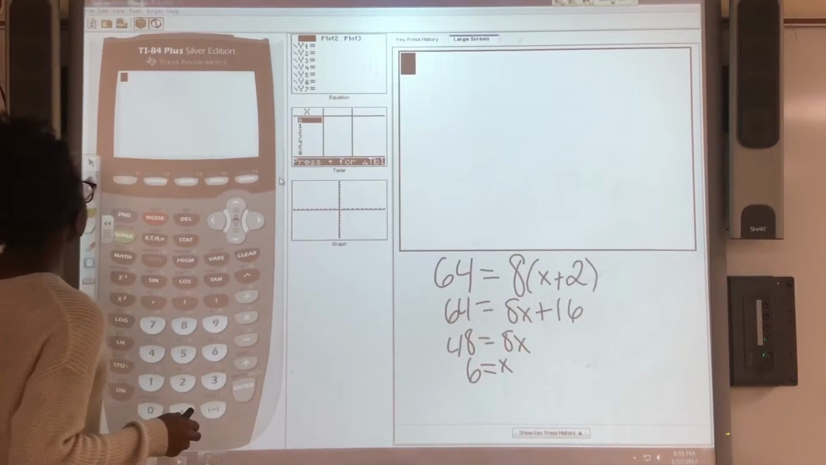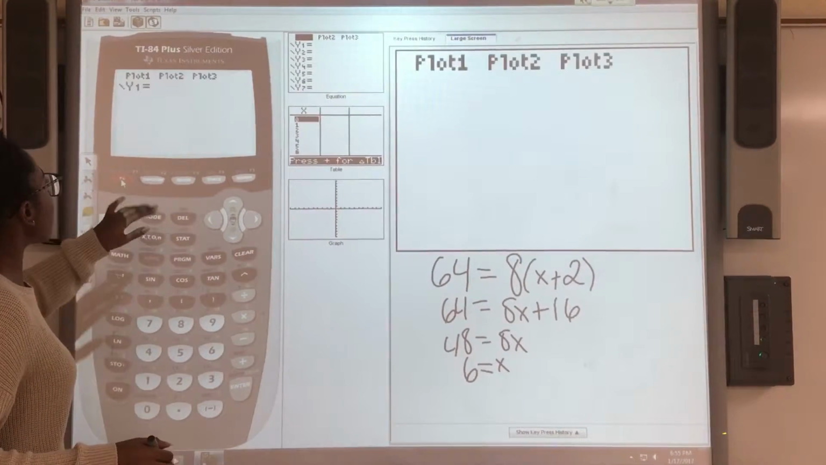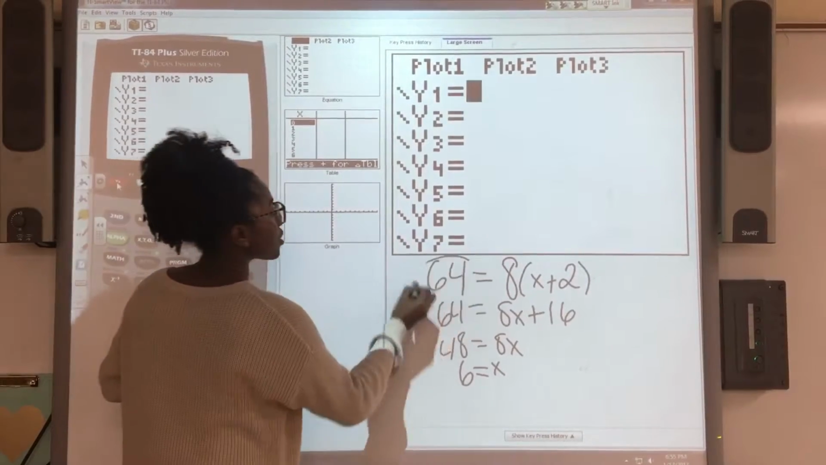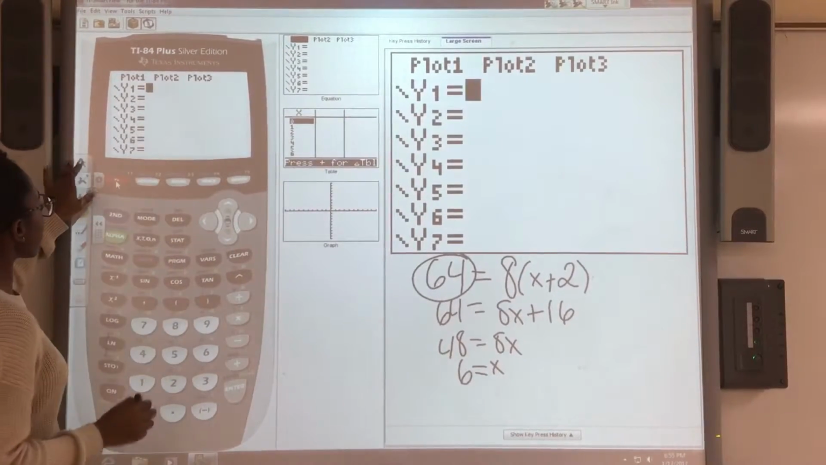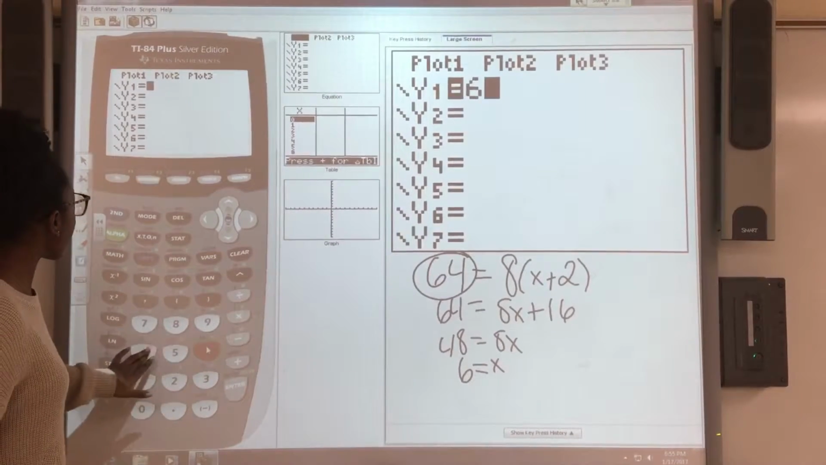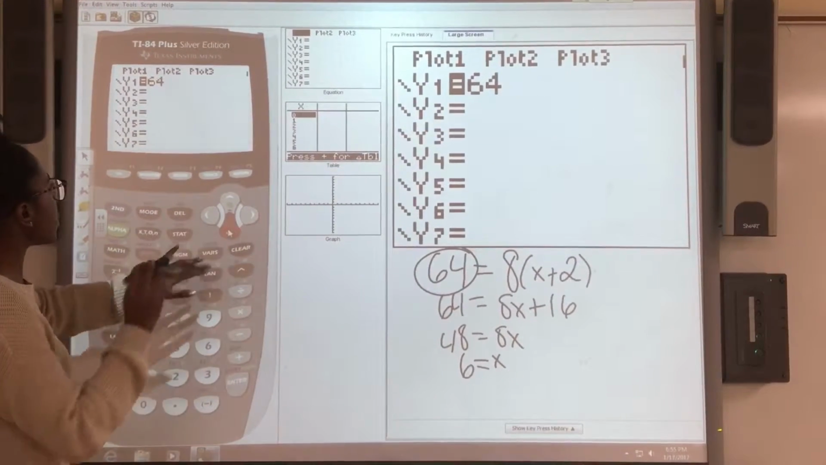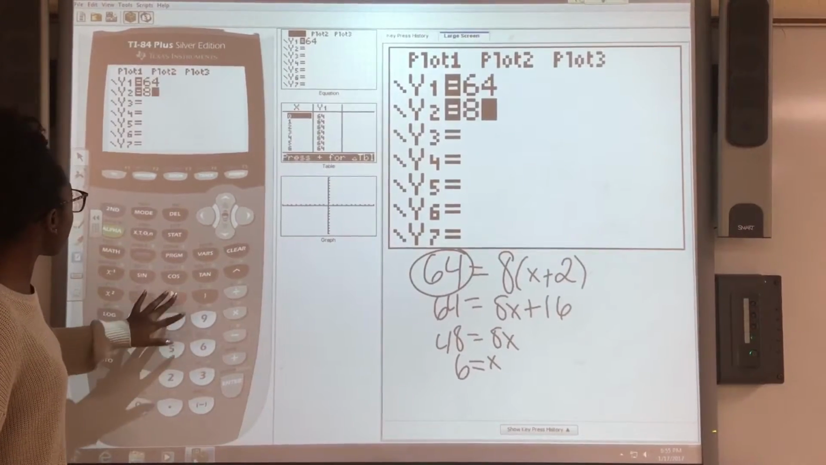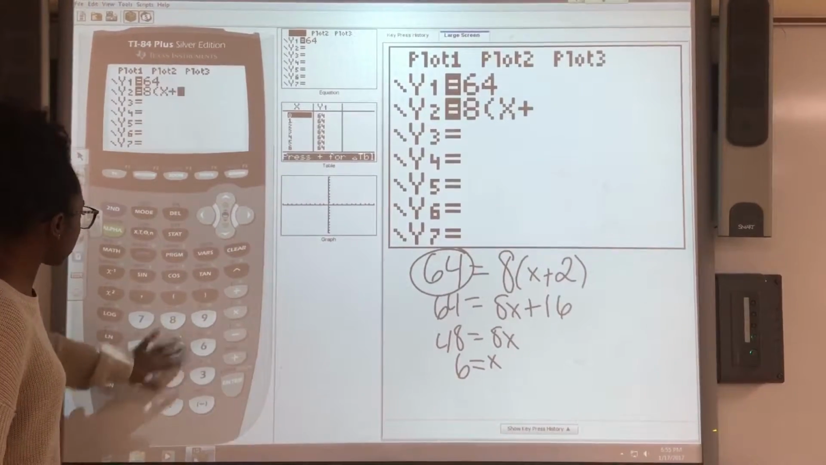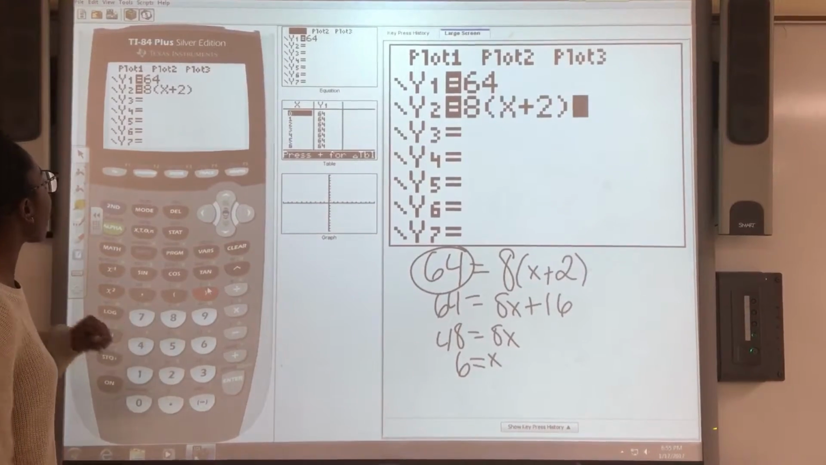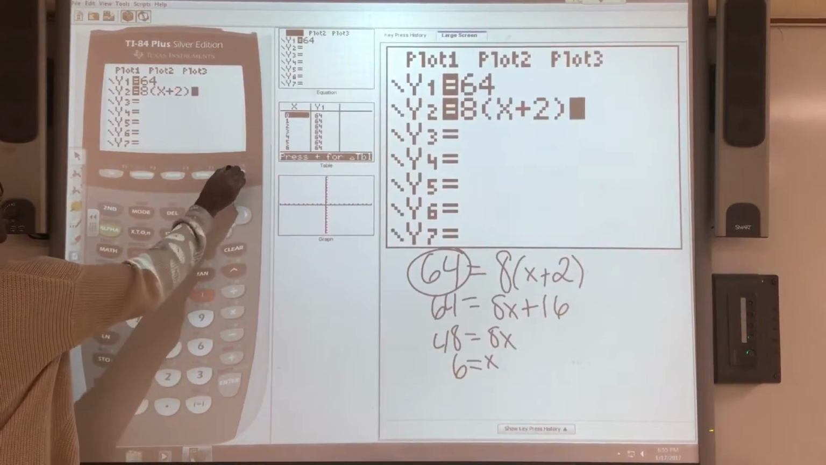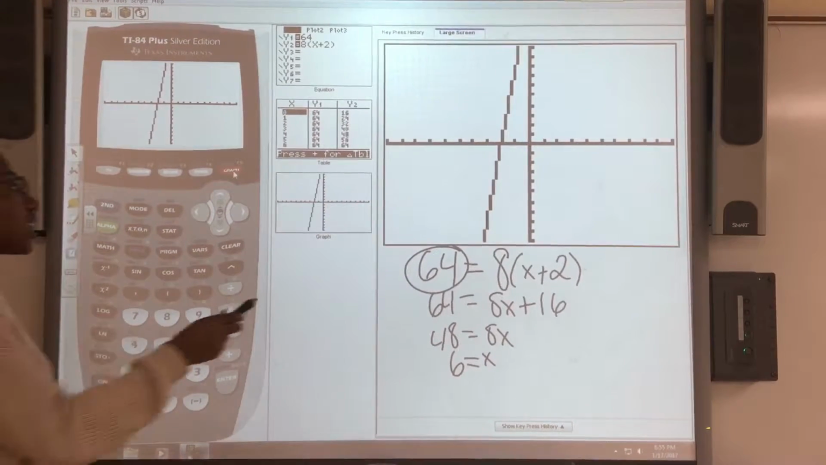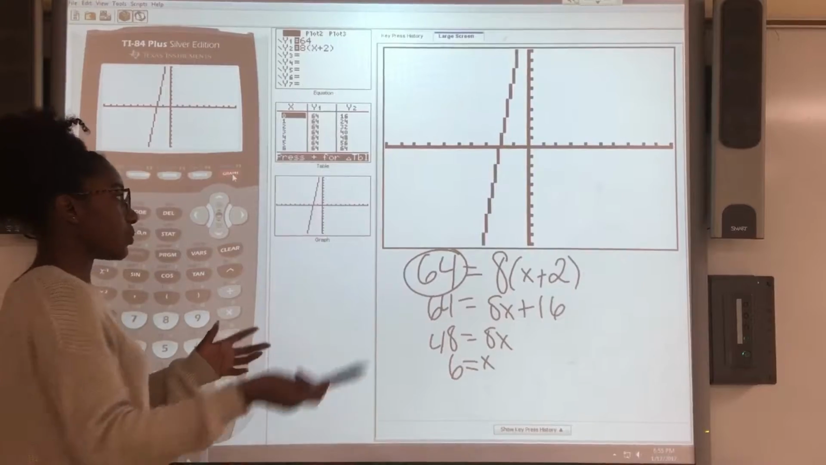What you do is you go to y equals, and you plug in the first value into y1. So you do 64, and then inside of y2, you plug in the value on the other side. So we've got 8 times x plus 2. From there, you just click graph. And as you can see in this standard window, you can't see both of the graphs.